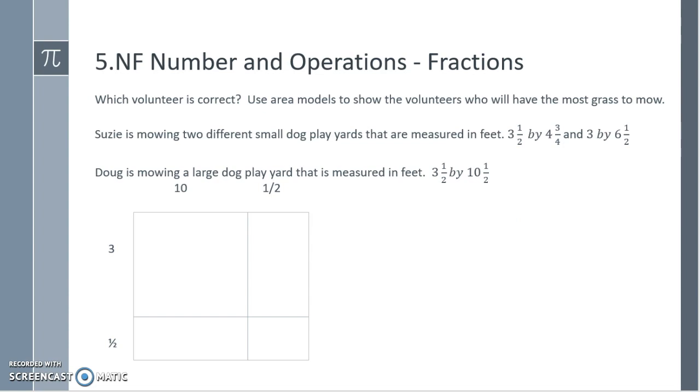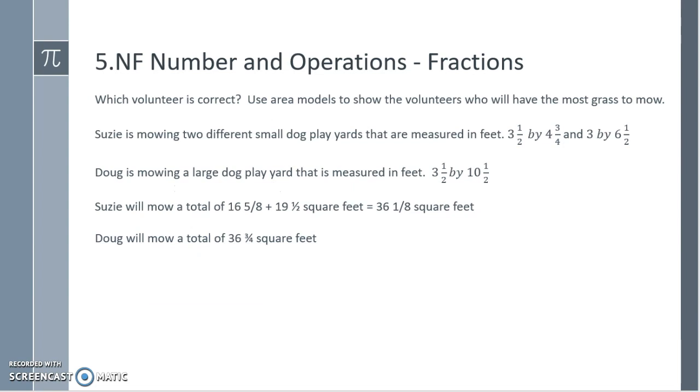Now let's move on to Doug. Doug has a larger dog play area that is 3 1/2 by 10 1/2. And again, we'll separate them, decompose them into whole number pieces and fractional pieces. 3 times 10 is 30. 3 copies of half is 1 1/2. 10 copies of half, or half of 10, is 5, and half times half is 1/4. Adding our pieces together, 30 plus 1 1/2 plus 5 plus 1/4 is 36 3/4 square feet.